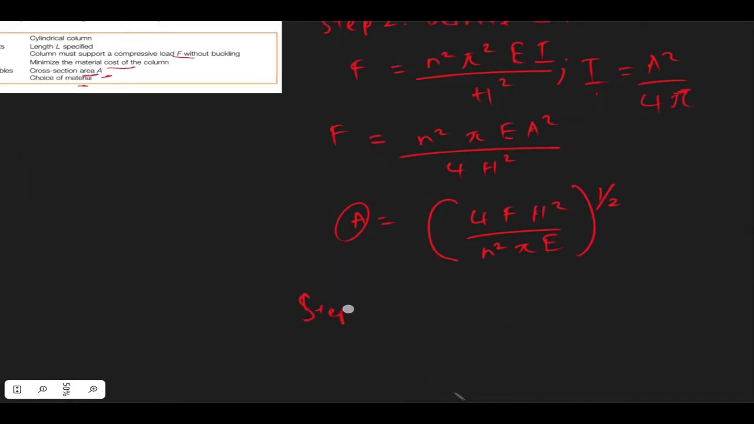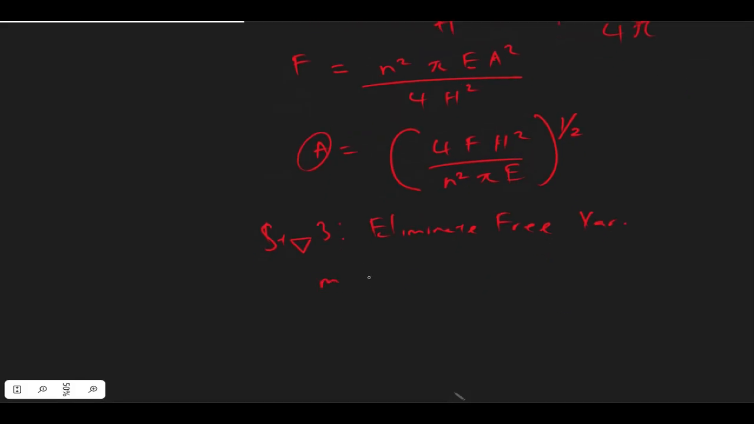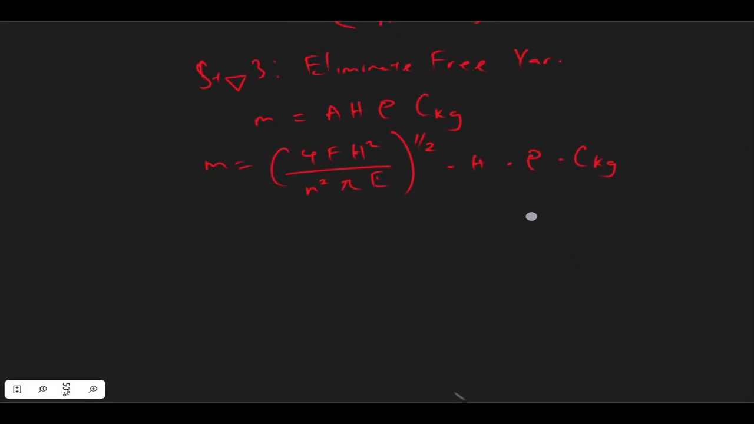So all we have to do is step 3: eliminate the free variable. So in order to eliminate the free variable, let us write down our objective function again. Mass is equal to area times height times density times cost in kg, right? So we are eliminating A. So mass will now be equal to 4F h squared divided by N squared pi E, all raised to power 1 divided by 2, times h times density times cost per kg. So now we have this.